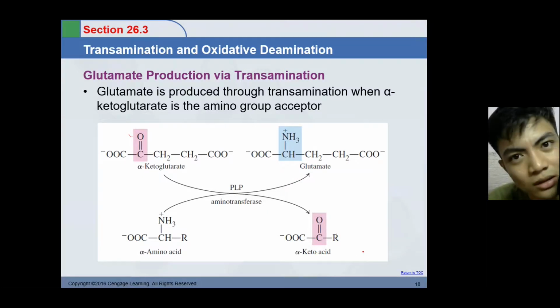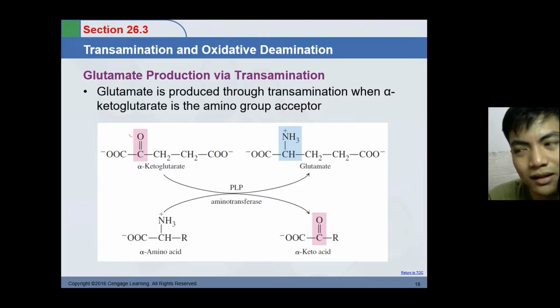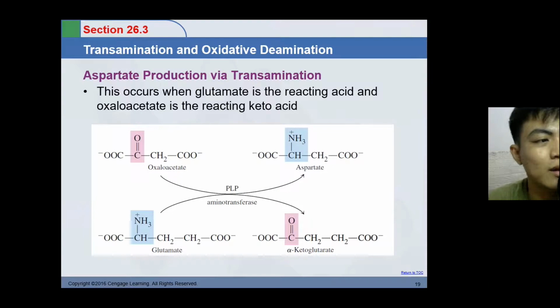Itong keto product na to, pwede rin pumasok ng ketogenesis. Pwede tayo makagawa dyan ng acetyl coenzyme A o kaya pwede rin tayo makagawa ng lipids from it, diba? Very resourceful. This one naman, kung gusto mo gumawa ng aspartate, gamit ka ng oxaloacetate which is in the Krebs cycle. Samahan mo lang yan ng glutamate, magkakaroon ng transamination, basically magsuswap lang sila, producing aspartate and the alpha-ketoglutarate which is also in the Krebs cycle. Very resourceful. Okay?